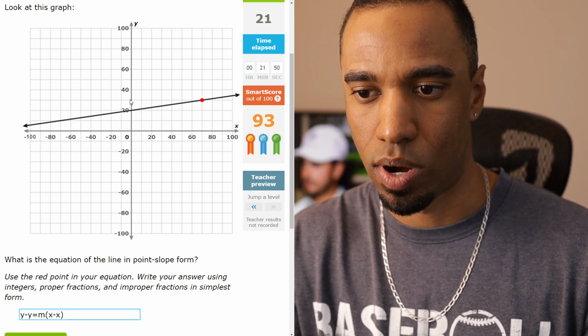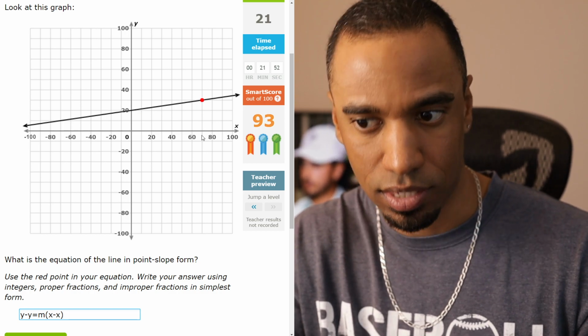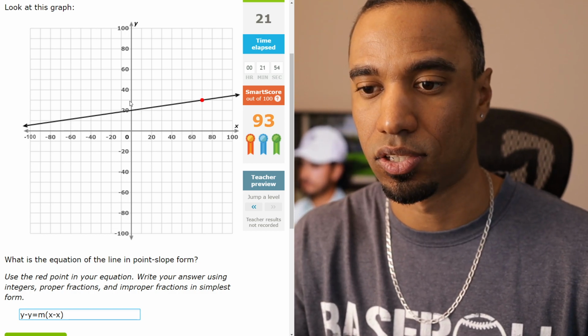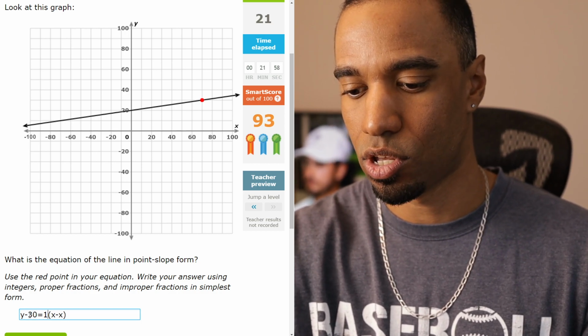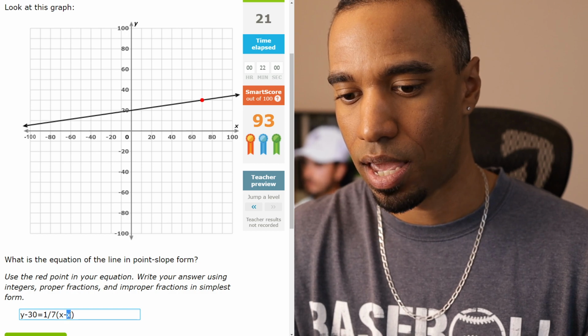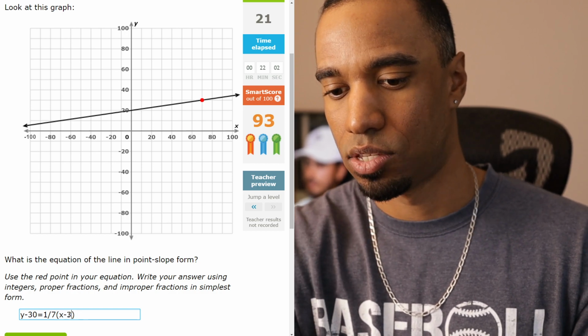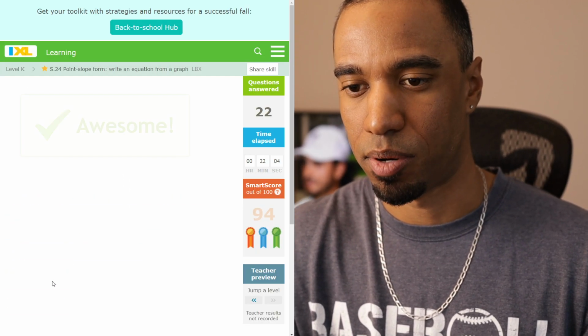Looks like this is a rise of 1 again, and we're running 7 because it goes to 70 on x, and we have 30 for y. So minus 30 for x, 1/7 for slope. I'm almost done here, sorry guys. And 70 for x, excuse me, I almost made a mistake.